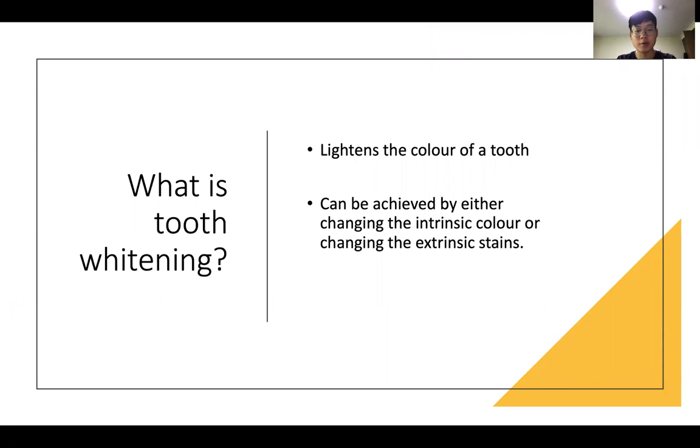First, we have to know the basics about tooth whitening. The process of tooth whitening lightens the color of a tooth. Tooth whitening can be achieved by either changing the intrinsic color or by removing and controlling the formation of extrinsic stains. The chemical degradation of the chromogens within or on the tooth is termed bleaching.